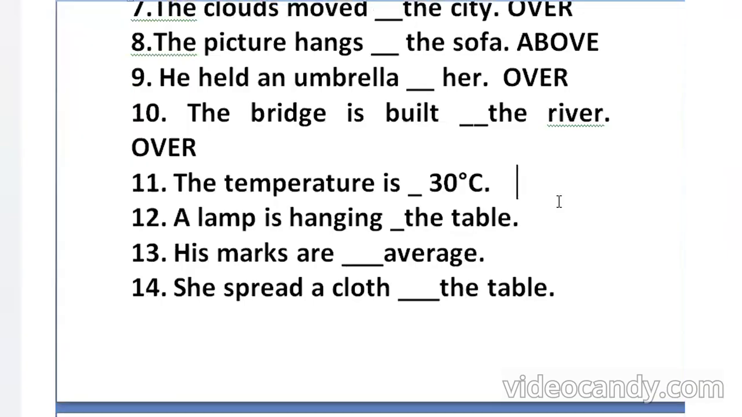Number 11. The temperature is blank 30 degrees Celsius. The temperature is above 30 degrees Celsius. 12. A lamp is hanging blank the table. Over. A lamp is hanging over the table.